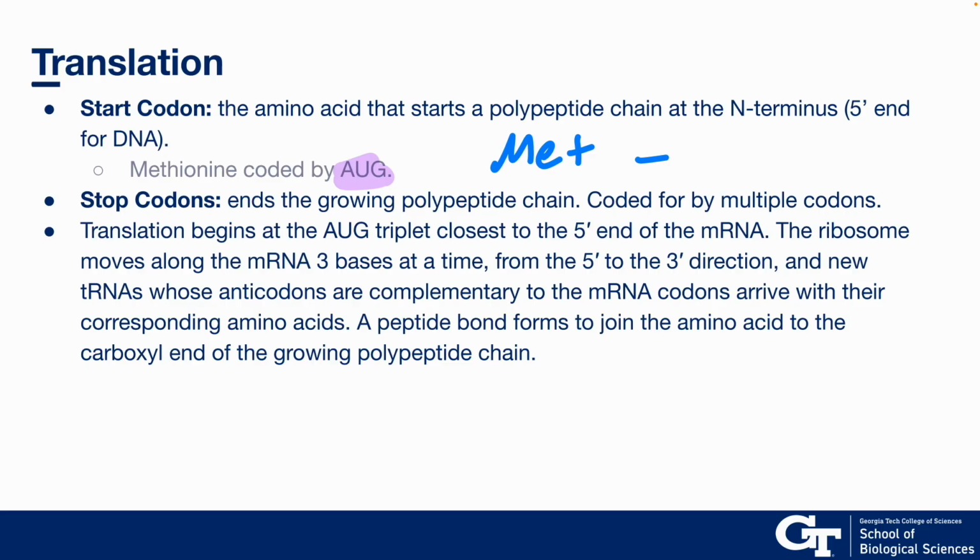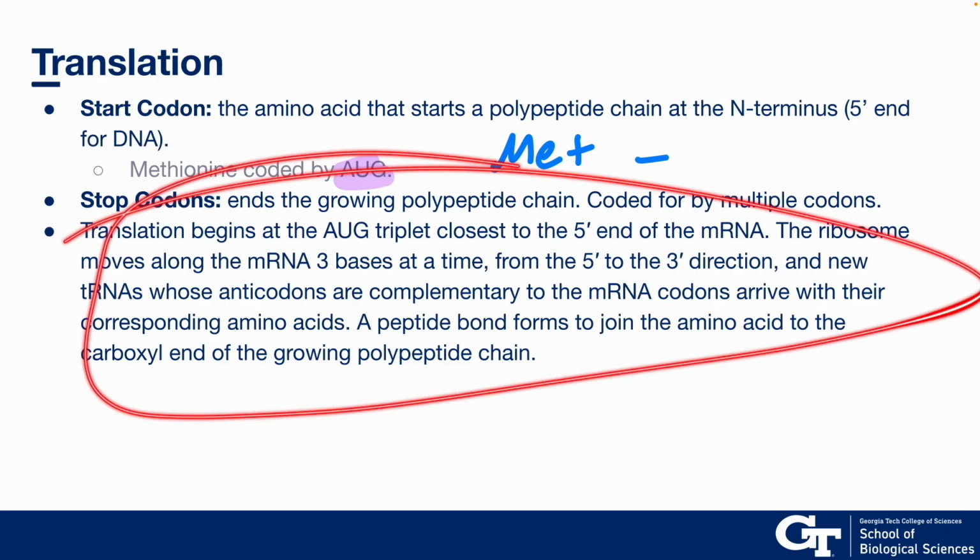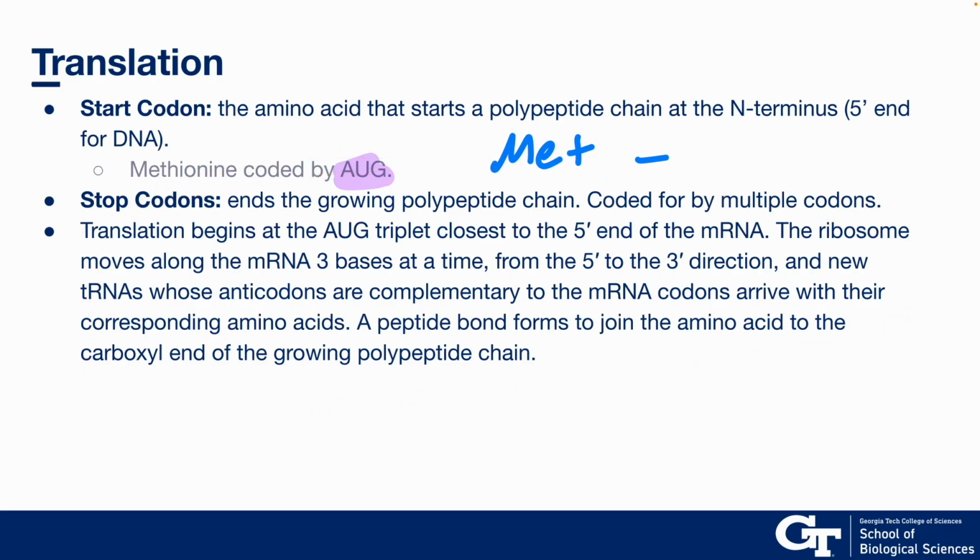And then how does translation actually happen? Well, you have some word vomit here that tells you how it happens, but we start with AUG, methionine, at the 5' end of the mRNA. Then we move down in sequences of 3, our codons, in order to bring amino acids to form a polypeptide chain. And what does that bringing of the amino acids? tRNA.